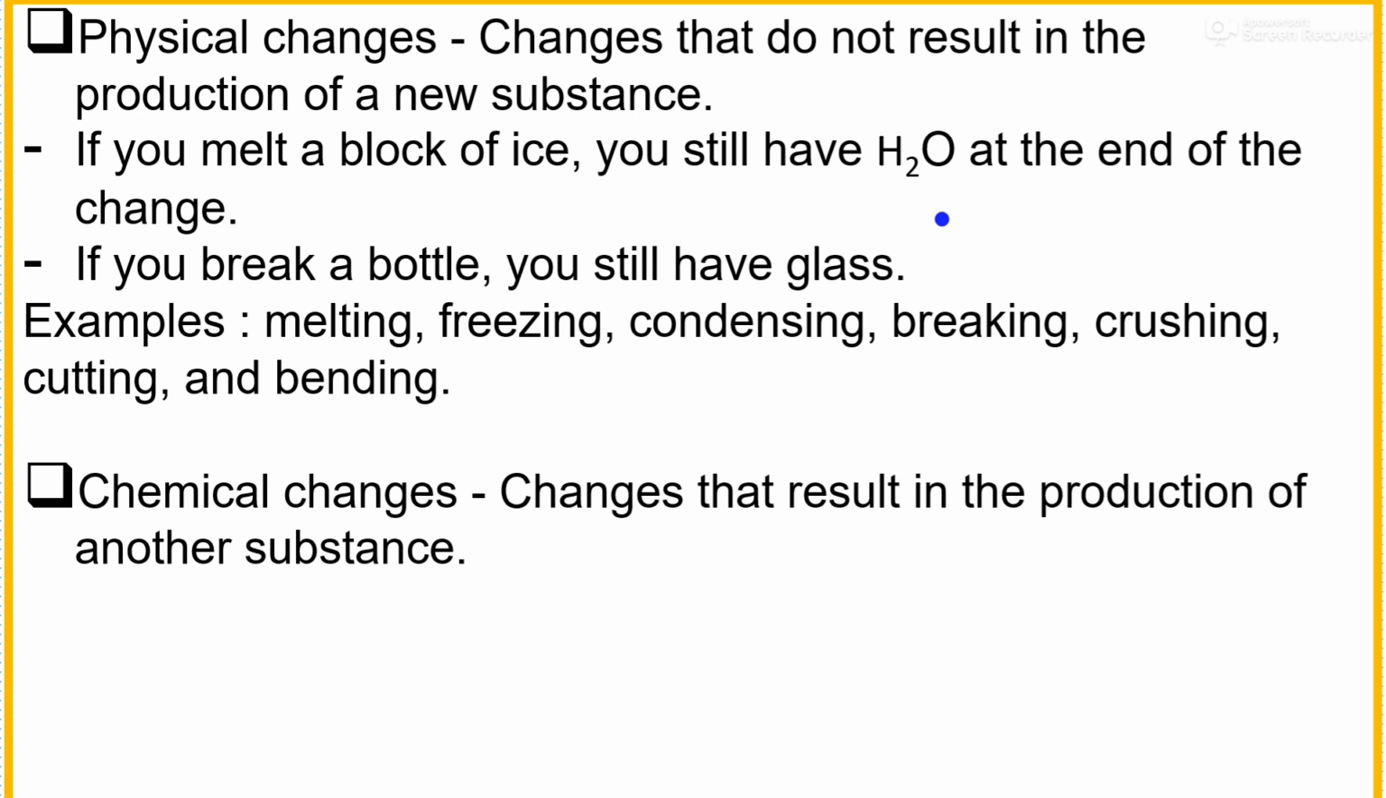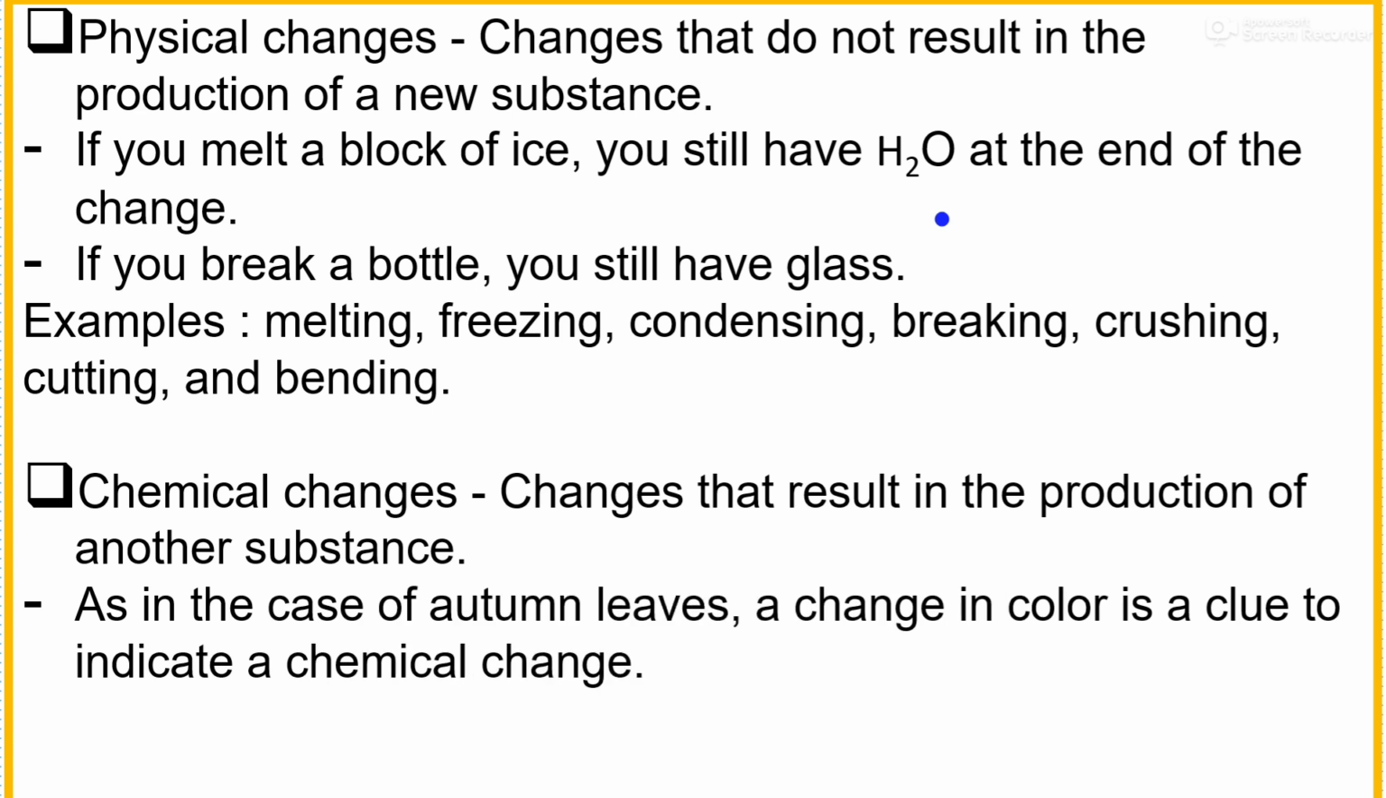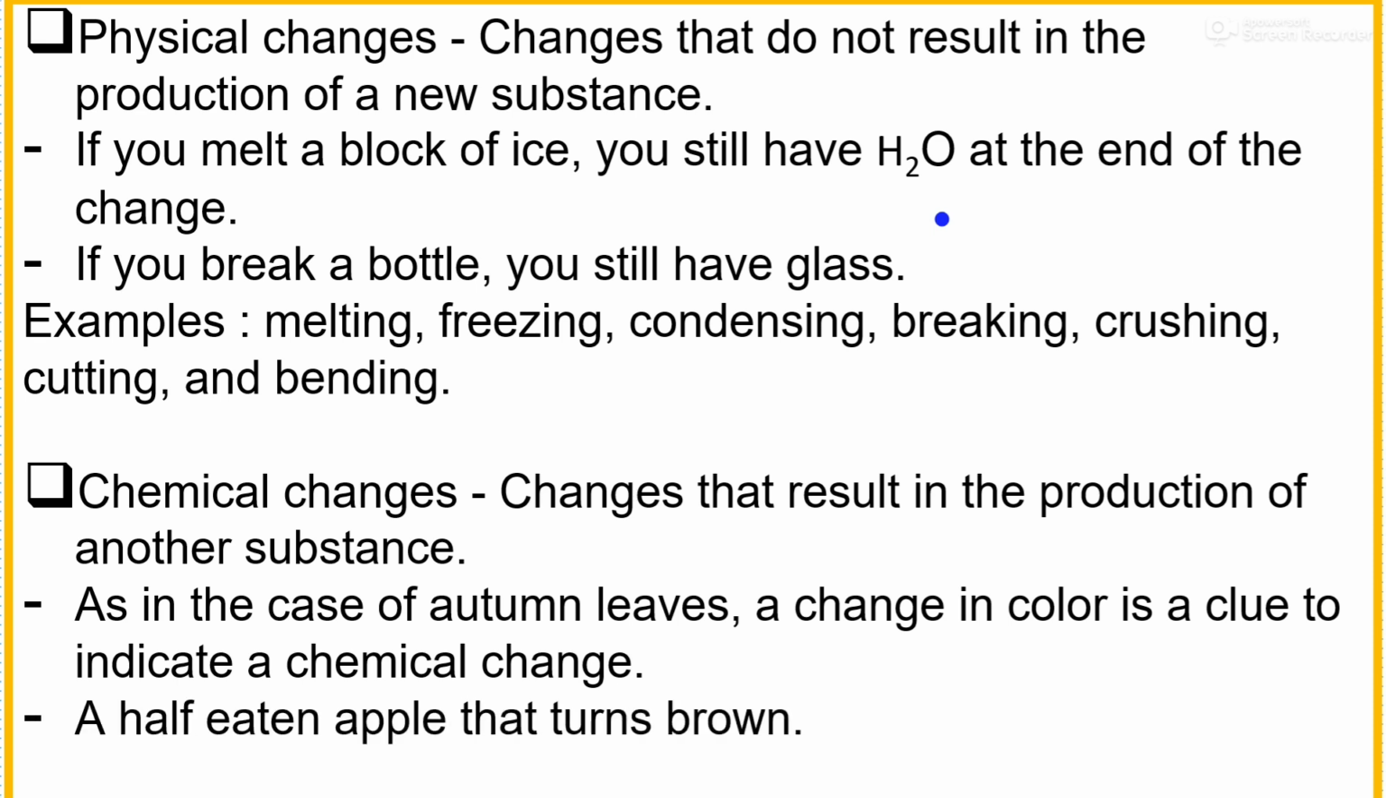Now we will go for chemical changes. Changes that result in the production of another substance, new substances, are called chemical changes. So in chemical changes, new substances are produced. As in the case of autumn leaves, in the autumn season, the color of leaves changes. This is due to chemical changes occurring in the leaves of different trees in the autumn season. That's why the color of the leaves changes.